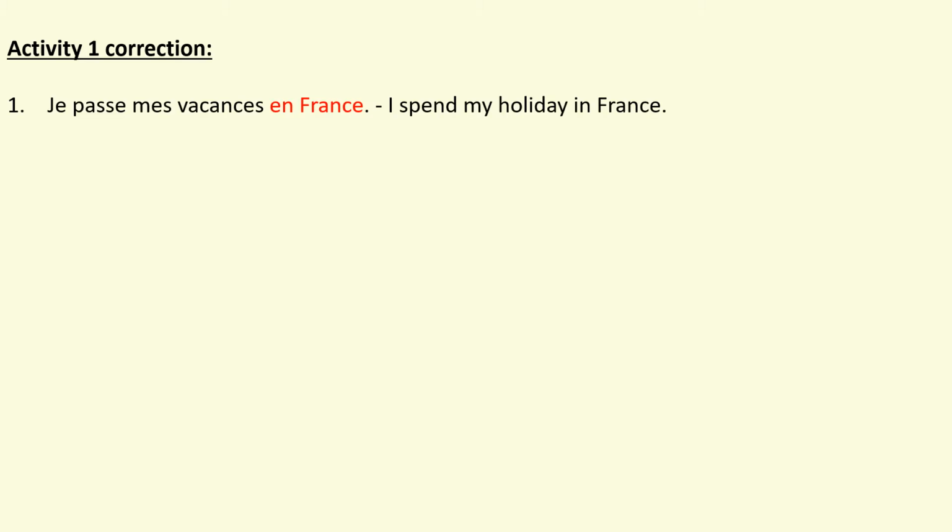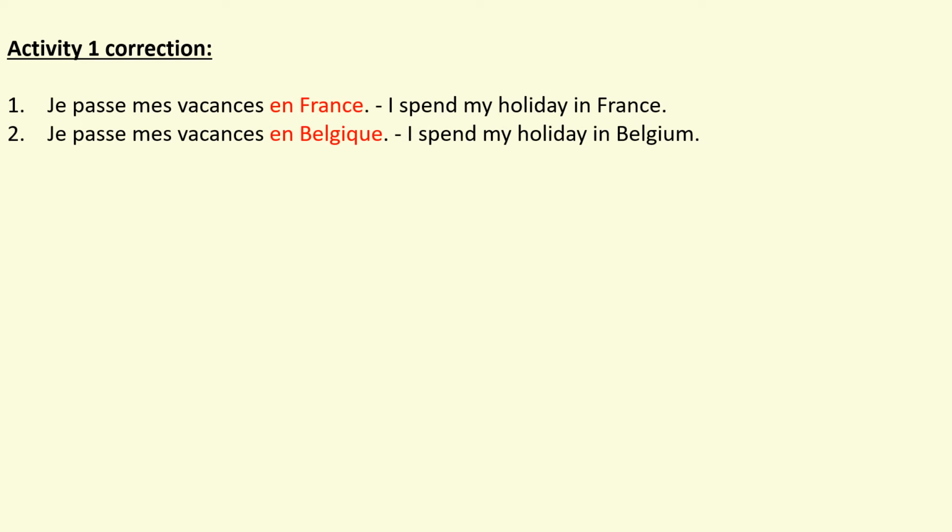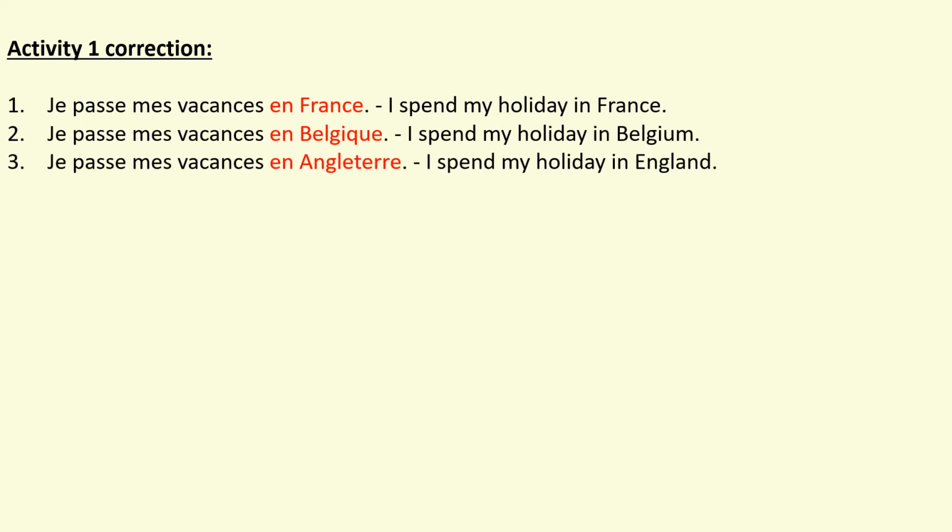So here is the correction to your work. Number 1 was I spent my holiday in France. Numéro 2, in Belgium. Numéro 3, in England. Now I hope you'll notice that I wrote those words in red, and there's a reason for it. It's because the three countries are feminine. And because they are feminine, they all start with en when you're using the phrase je passe mes vacances. So it's really something to remember.